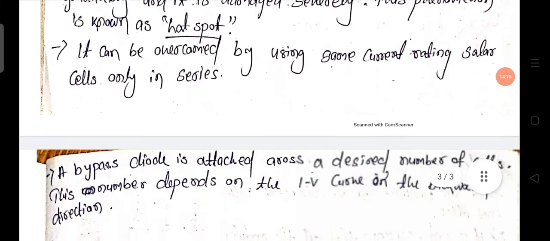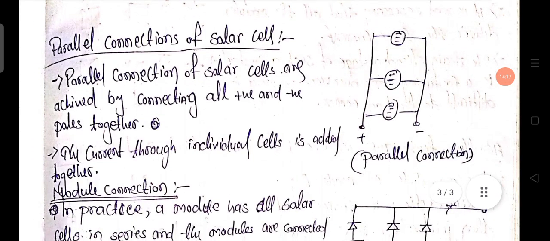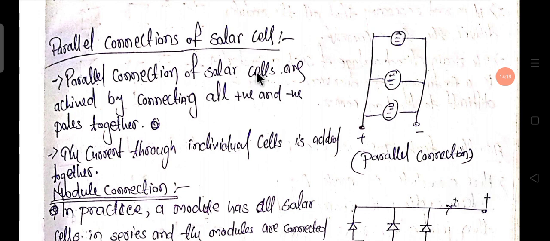Okay, now see, parallel connection of solar cells. This is the parallel connection. Parallel connection of solar cells is achieved by connecting all positive and negative poles together. All positive poles of the solar cells are connected together, and all negative poles are connected together. That connection is called parallel connection.